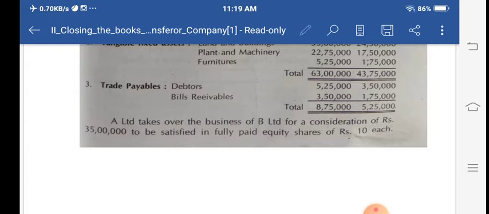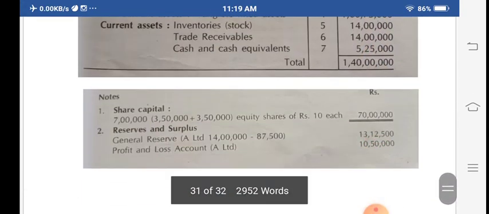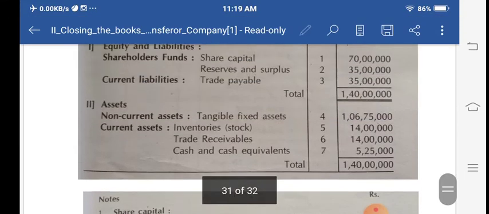The 3,50,000 shares. So again, these 3,50,000 shares, the total is 7 lakh. So 3,50,000 plus 3,50,000. This purchase consideration you have to convert into shares. So 3,50,000 plus 3,50,000 total is 7 lakh, and each share price is rupees 10. The total will be 70 lakh. So this 70 lakh is taken.